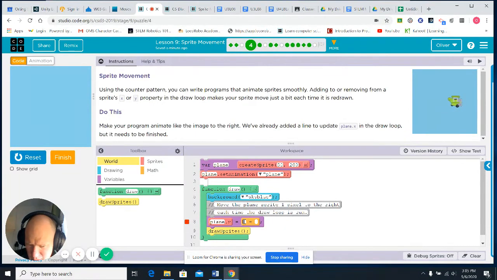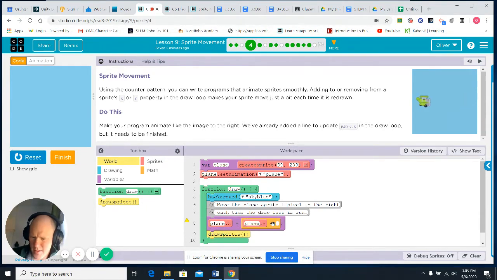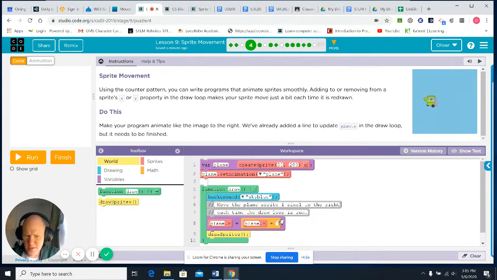Okay. So here's what we're going to do. Remember what we learned about x equals x plus 1. So now we're going to use not just x, but the x of where the plane is. So plane.x gets the value of plane.x plus 1. Let's see what that does. Oh my gosh. It's happening so fast. Now, what if we do plane.x gets the value of plane.x plus 2? What do you think will happen?